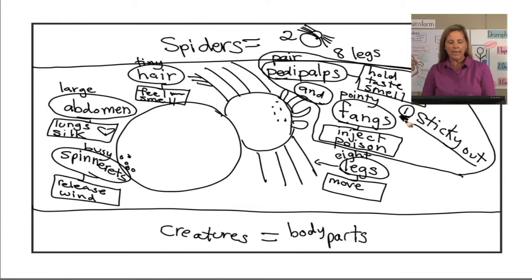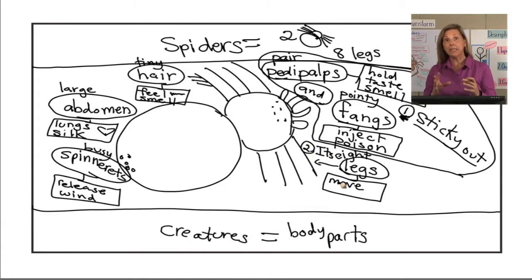Moving down on the body, I now have the eight legs and the hair. I think I'll do that next for my next sentence. So I already had sticking out. I don't need to have a transition. I could just say it's eight legs. So let's start with number two here and start with the word it.